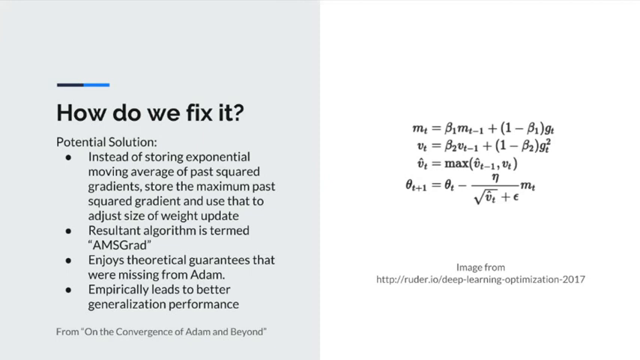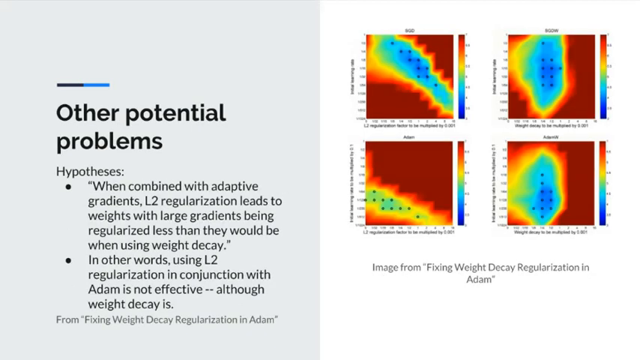Researchers then show that this empirically leads to better generalization performance. Here you can see the update rules of AMSgrad on the right. It's just a slight modification of Adam. And this is actually something that should be available fairly soon as an argument that you can pass into the Adam optimizer in TensorFlow.